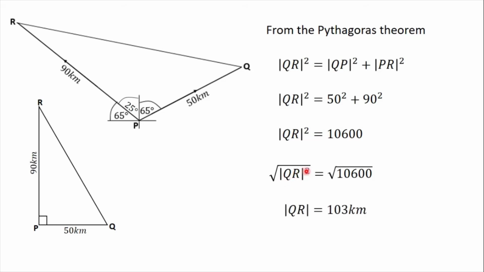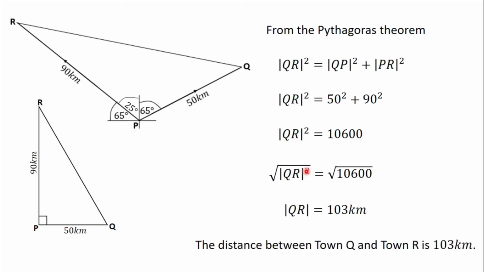And when you do that, QR is going to give you 103 kilometers. So we can say that the distance between town Q and town R is 103 kilometers. The next part of our question says that we should find the bearing of P from R. So that is what we are going to do next.